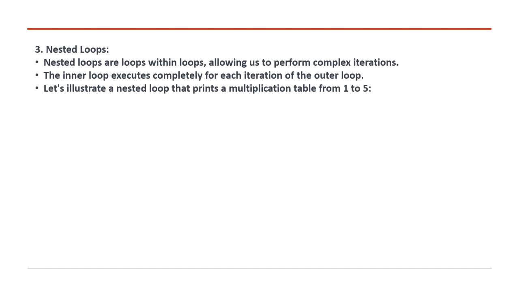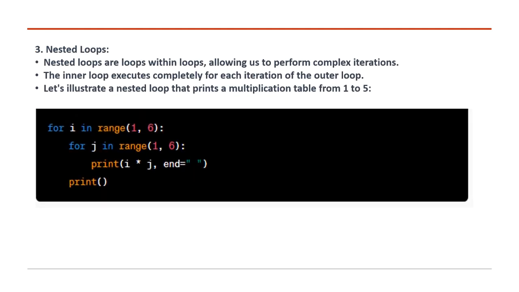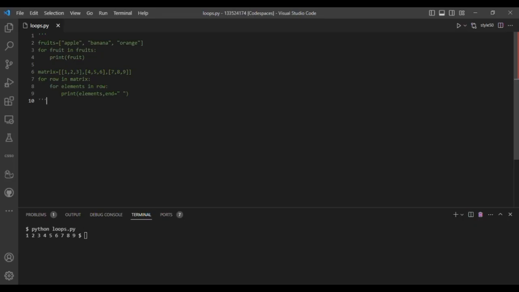The third one is nested loops. Nested loops are loops within a loop. They describe complex iterations. The inner loop executes completely for each iteration of the outer loop. Basically, these loops are used for printing tables and structures like a pyramid. There is also one question here in our practice set for the nested loop. So let's move towards VS Code for better understanding of the code.